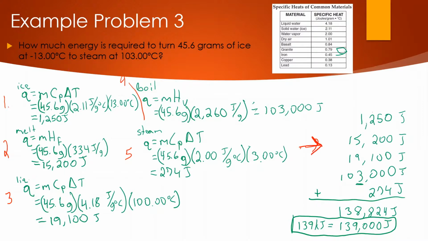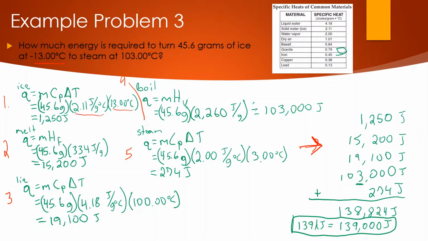That's my attempt at an arrow. So for ice, we were taking Q equals mc sub p delta T and finding the energy needed to turn that ice from negative 13 to 0 degrees Celsius. So if you see here, my value for the change in temperature is 13 because we're going from negative 13 degrees Celsius to 0 of ice.